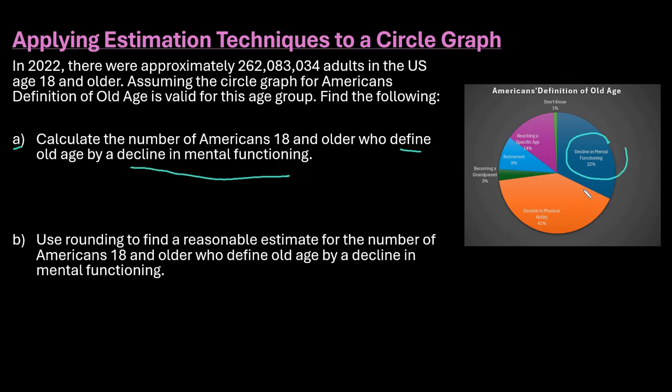We can see that approximately 32% define it as a decline in mental functioning. So you would go to whatever category they're talking about. We have becoming a grandparent, retirement, reaching a specific age, people that don't know how to define it, a decline in physical ability. You would find whichever one they are referencing. In this case, we're referencing a decline in mental functioning.